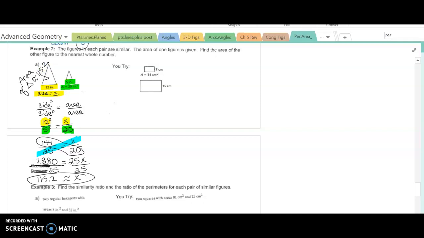So it's pretty cool that you didn't even have to know the height and one half base times height to figure out the area of the big triangle. We could do it all with proportions. So we have another U-try here. Go ahead and pause the video, and then I'll do the U-try with you in the next video.